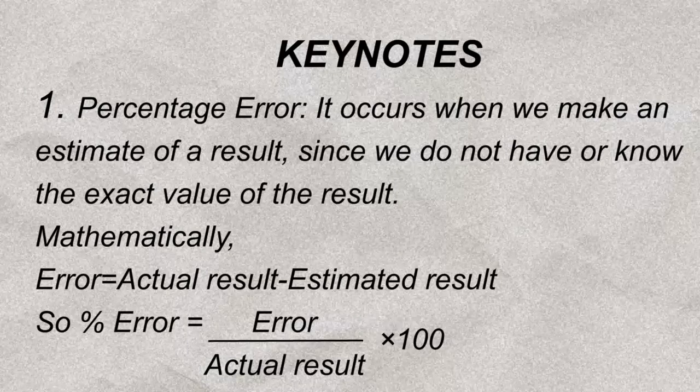Percentage errors occur when we make an estimate of a result, since we do not know the exact value of that result. Mathematically, it can be written like this: error is equal to the actual result minus the estimated result. That's the error. If we want to calculate the percentage error, it will be error over actual result times 100.